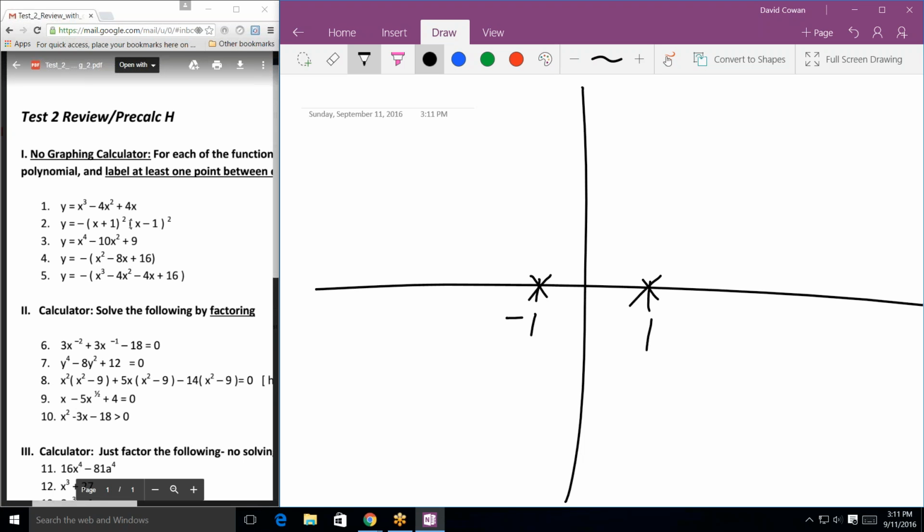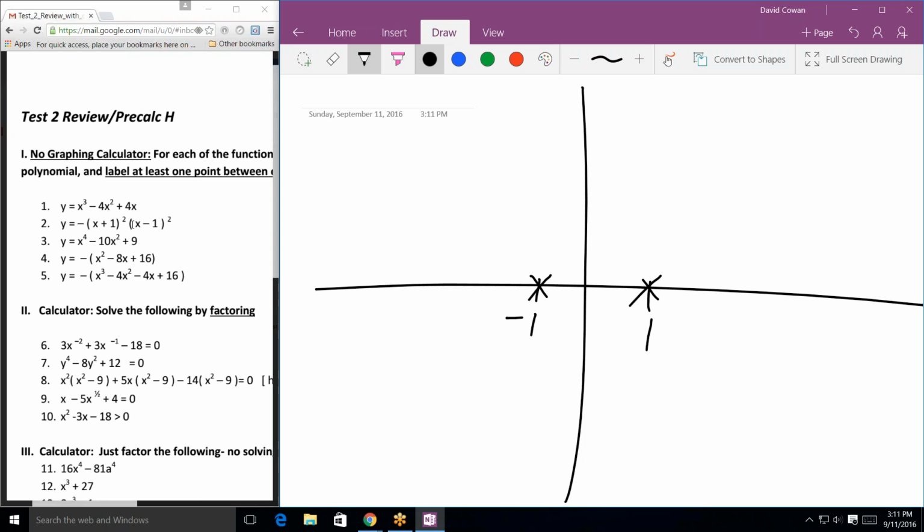Furthermore, they're each squared. So we know that it doesn't go through the axis, it kisses the axis. In other words, it's going to look something like this. Both of those x-intercepts are going to be points that kiss the x-axis.